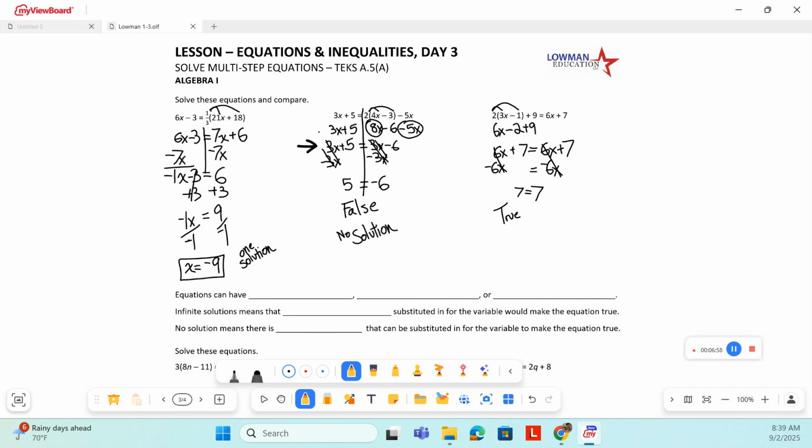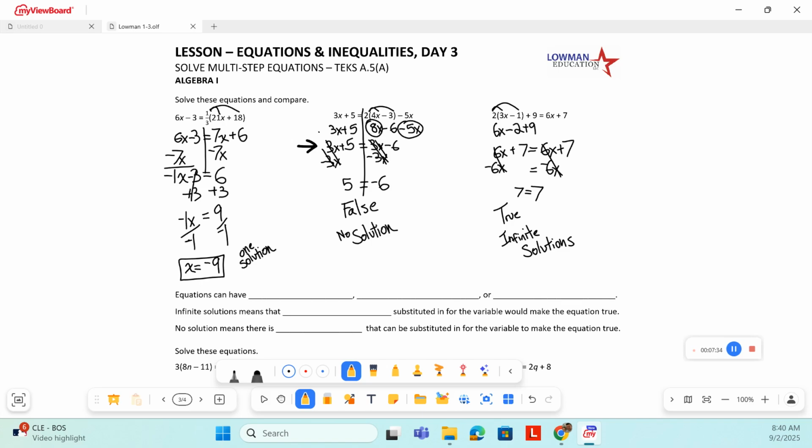And when I get a true statement, since those are the exact same thing, if we were thinking about it as a line, those would be the same line, and so that would be infinite solutions. Meaning it doesn't matter what number I put in for x, you would always get a true statement. So the x doesn't really matter. If we look at it as a graph, they would be the same lines.